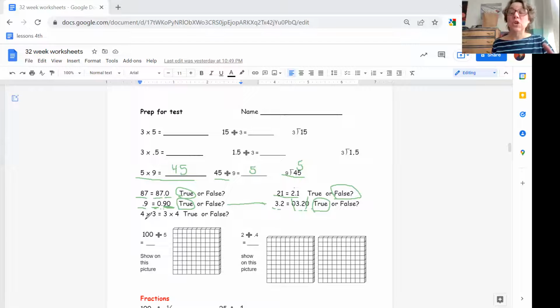Okay, last one. This is called the associative property. Is 4 times 3 the same as 3 times 4? 4 times 3 is 12. 3 times 4 is 12. So true or false? True. All right, true or false? True.